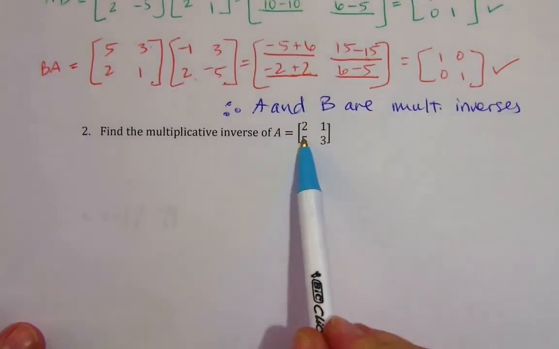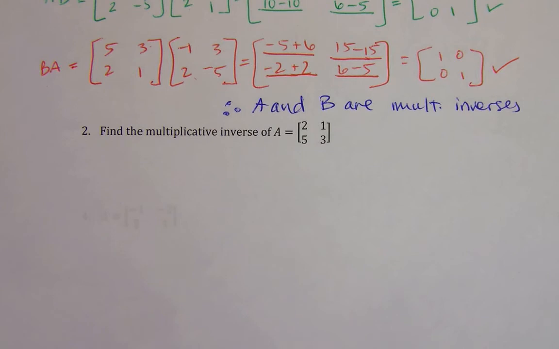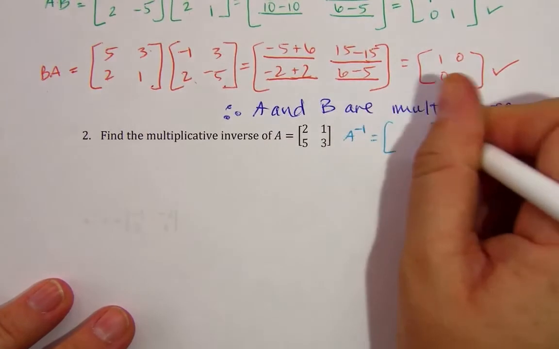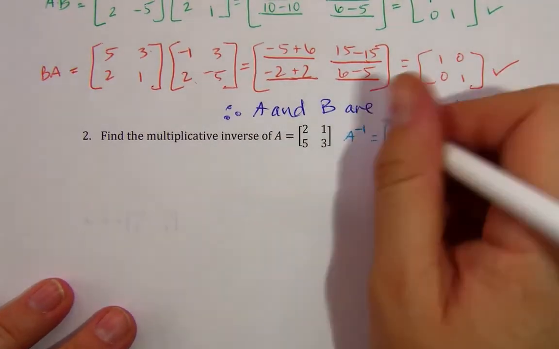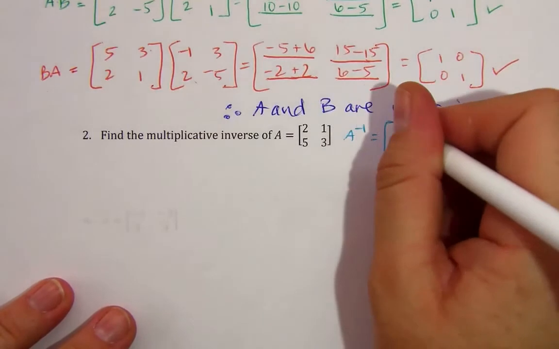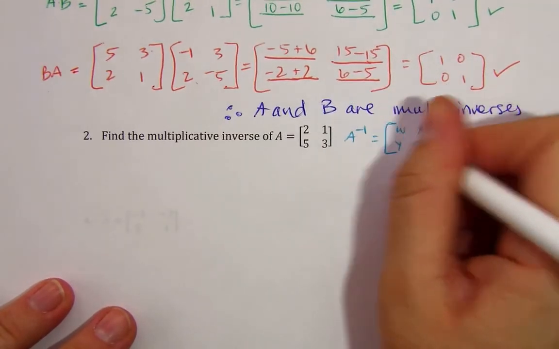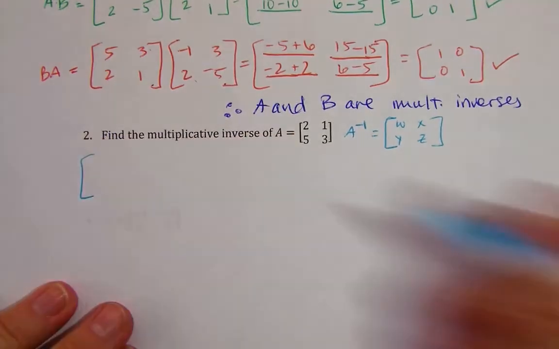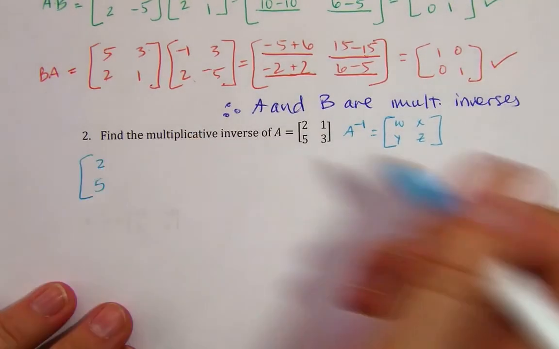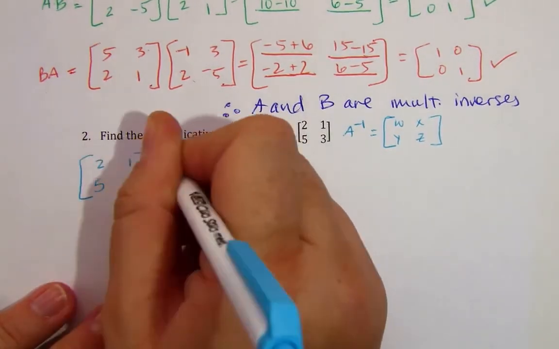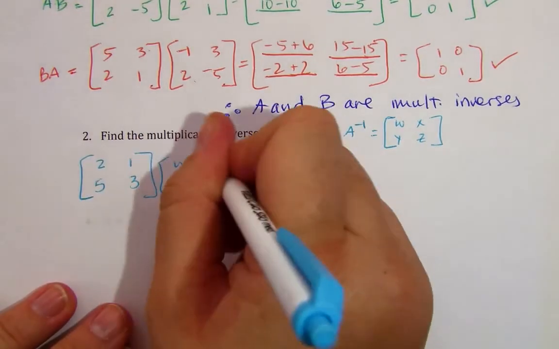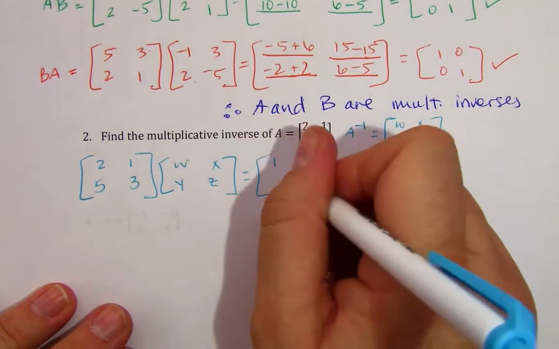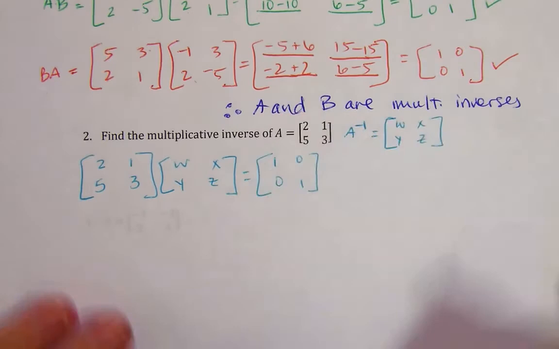Now we can also be given a matrix and find the multiplicative inverse. So we don't know what the multiplicative inverse is. So what we're going to do is we're just going to put variables everywhere. We know it's going to have the same order. And I'm just going to put W, X, Y, Z there. We don't know what it is. But I do know that 2, 5, 1, and 3 times its inverse, W, X, Y, Z, will give me the multiplicative identity.